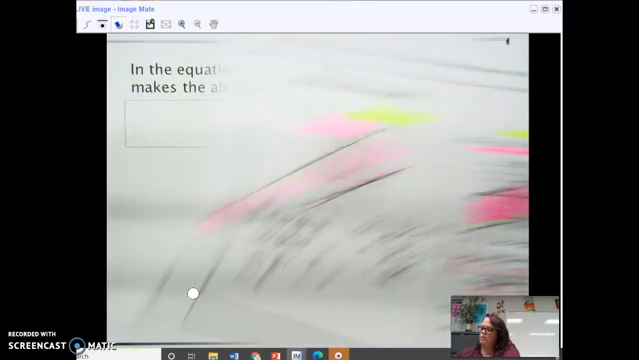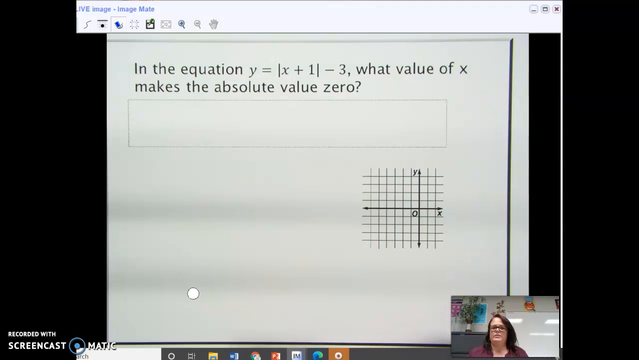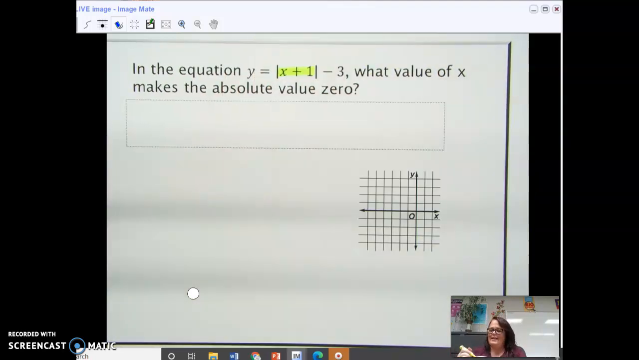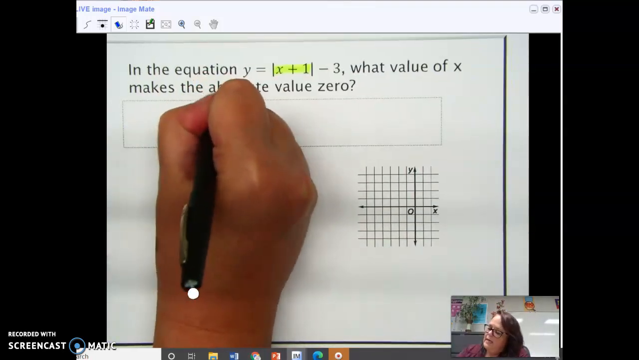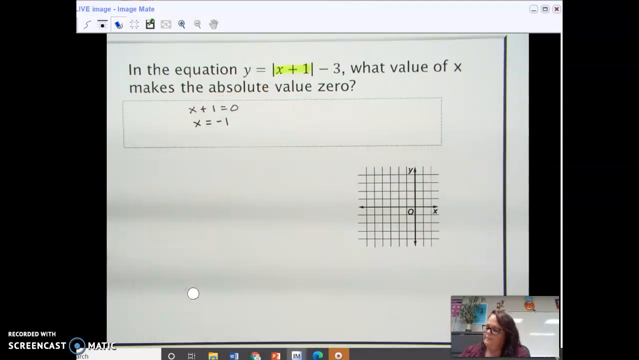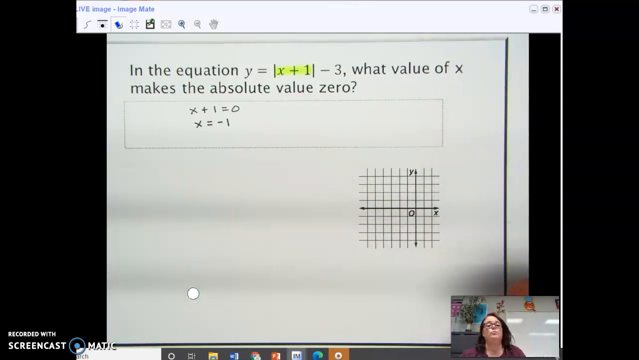All right, taking a look at the next example, it says in the equation y equals absolute value of x plus 1 minus 3, what value of x makes the absolute value 0? Do you see that we're just talking about the absolute value? If I can make that part equal to 0, then the absolute value is equal to 0. So if I set x plus 1 equal to 0, I get x is equal to -1. And so the question is what values of x to move forward.